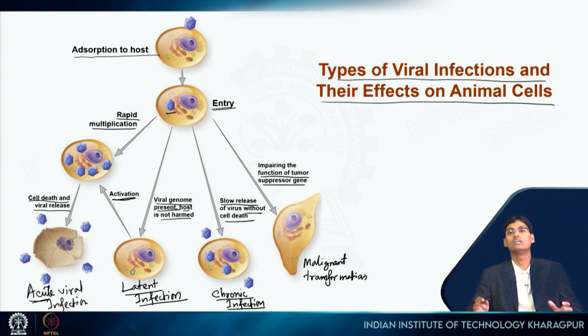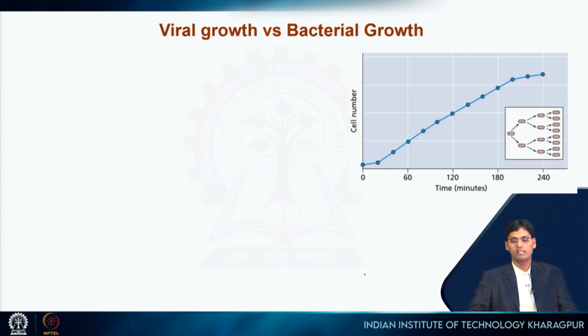So these are the different options; it can happen because of viral infection. Now, viral growth versus bacterial growth. Whatever I mentioned about the process of multiplication, here I would like to focus from a different approach. If you see here, the x-axis is time and the y-axis is cell number, and the curve you can see now is the bacterial growth curve.